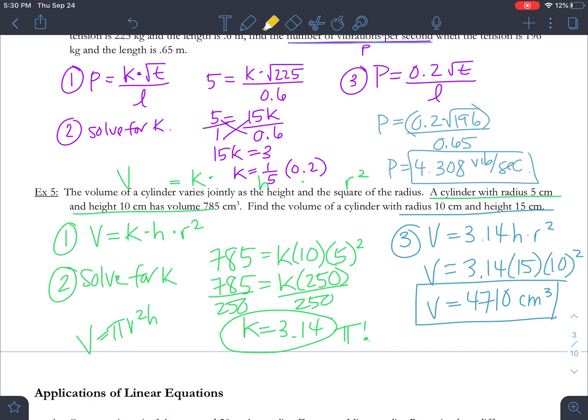Comes up in a lot of our surface area and volume equations.